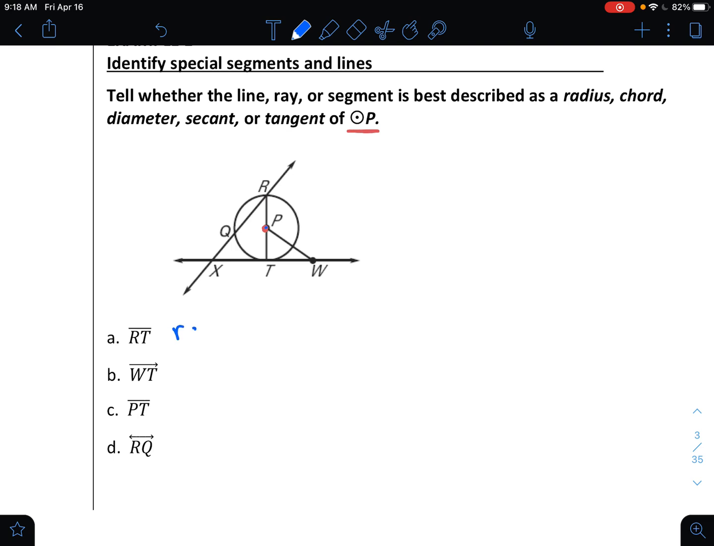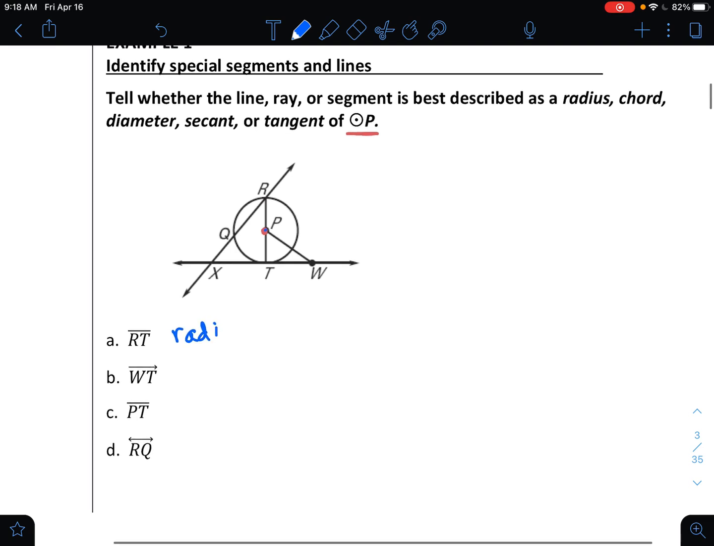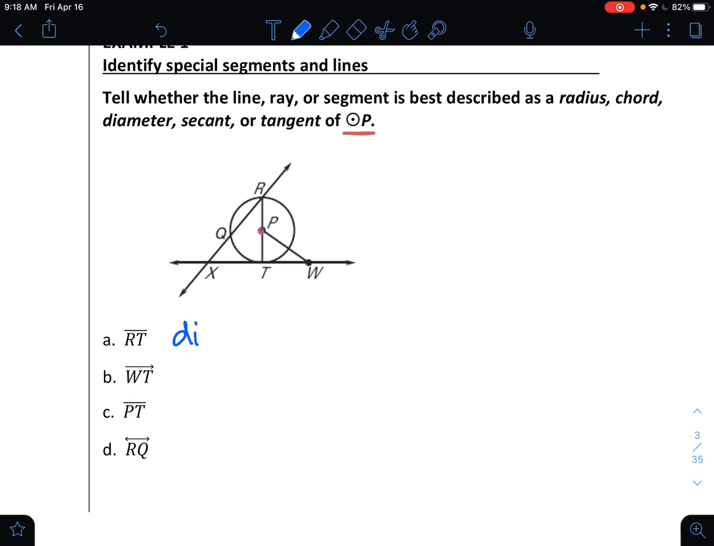Okay, RT is going through the center, so that is best described as a radius. Oh, no, not radius, diameter. Let me fix that before I go on. It's going all the way through, so that's a diameter.